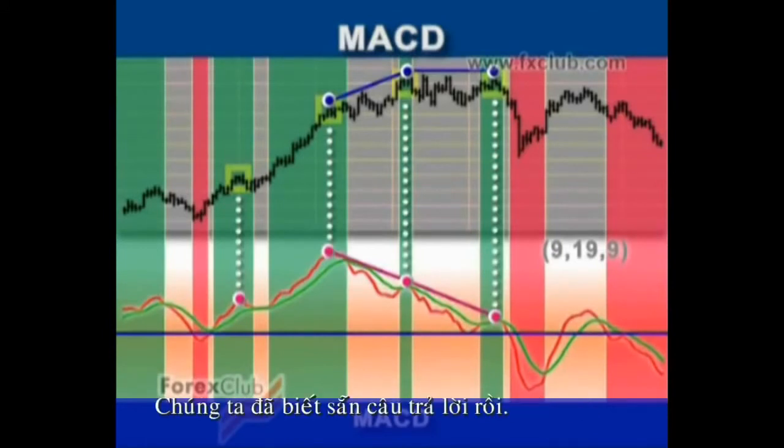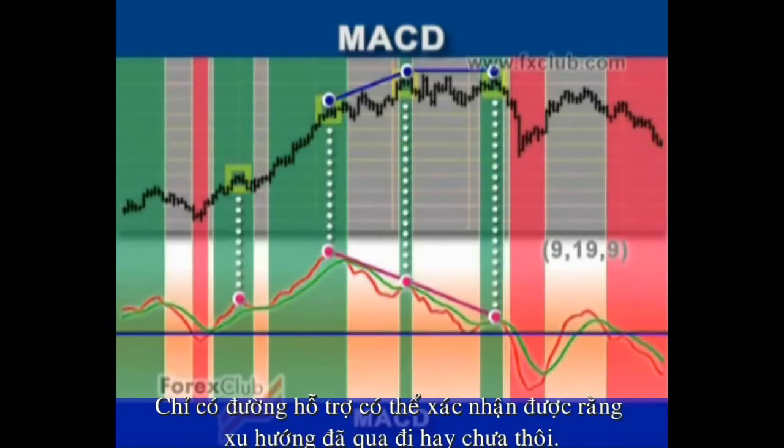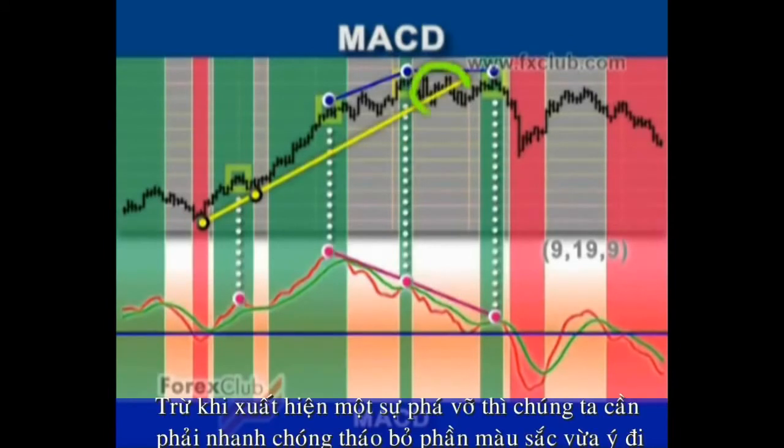We already know that answer. Only support lines and levels can confirm if the trend is over yet or not. Until there is a breakout, we needn't be in a hurry to remove such a pleasant colour or to leave such a profitable trend.